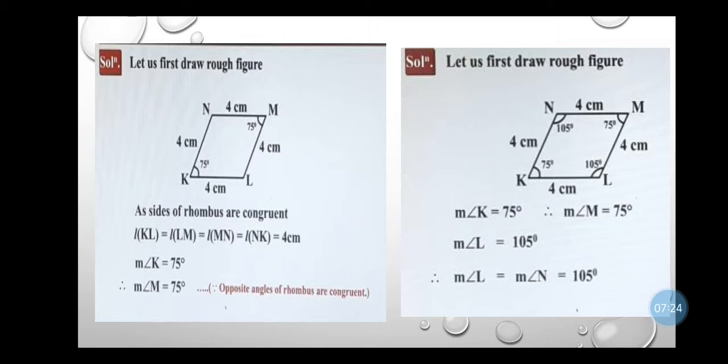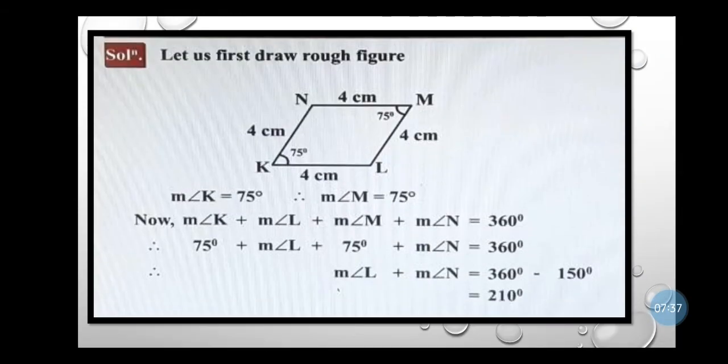If measure angle L is 105 degrees, measure angle N will also be 105 degrees because opposite angles of a rhombus are congruent. The steps are over here.